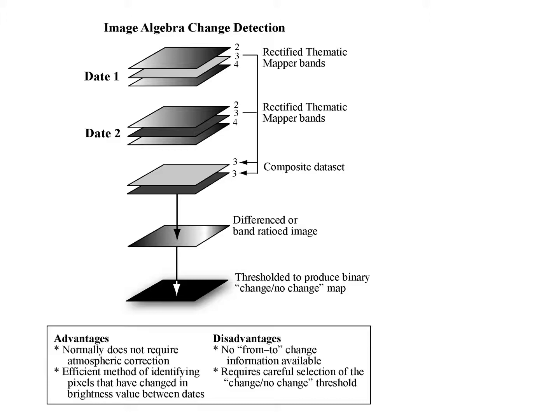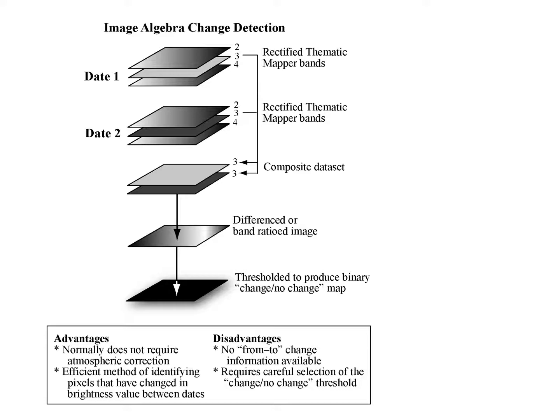What are the advantages? Does not require an atmospheric correction. It's an efficient method for identifying pixels that have changed in brightness values between dates. Disadvantages: there's no from-to information, and it requires a careful selection of that change, no change threshold. In other words, how much difference is difference.